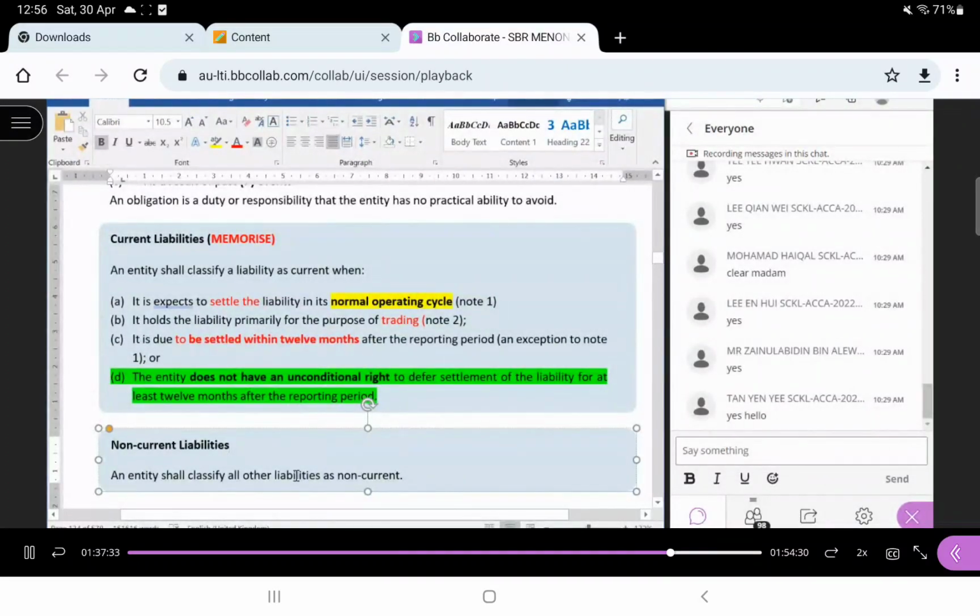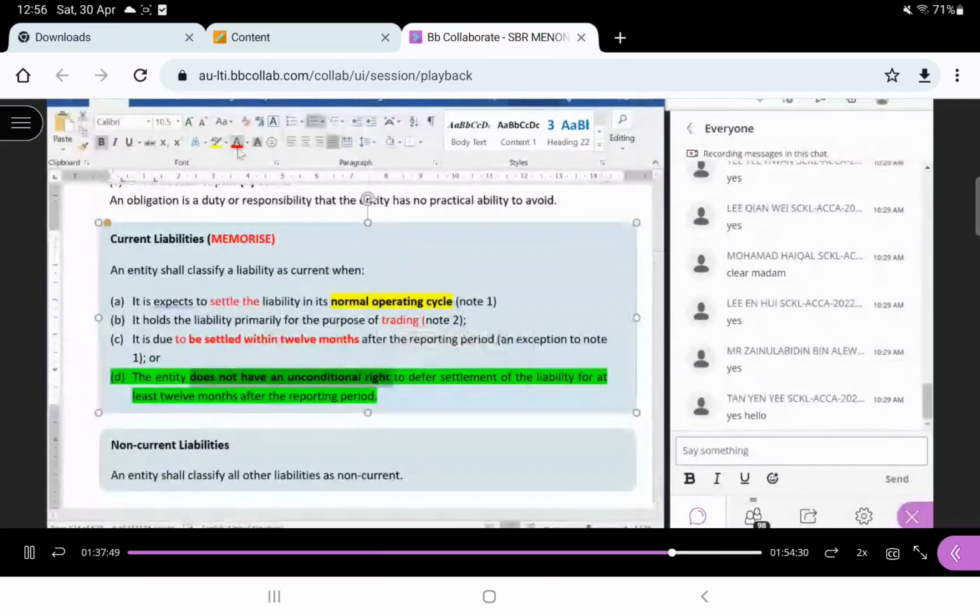Last part. To explain part D, read that carefully. When can we say a liability is current? I repeat, you must memorize this. An entity will show a liability as current when it does not have an unconditional right to defer the settlement of the liability for at least 12 months after the reporting period. That means I don't have the right to postpone it. I have to settle it. I have to pay it.